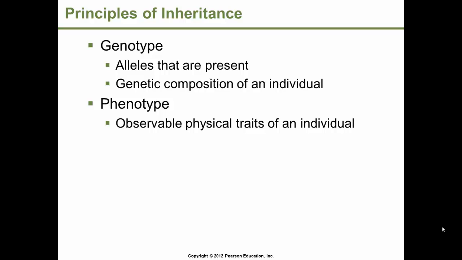Phenotype is the observable physical trait of an individual. In other words, do they have freckles? Do they not have freckles? Do they have detached earlobes? Do they not have detached earlobes? These are the observable physical traits of an individual, which could also include whether the individual has disorders such as sickle cell anemia.